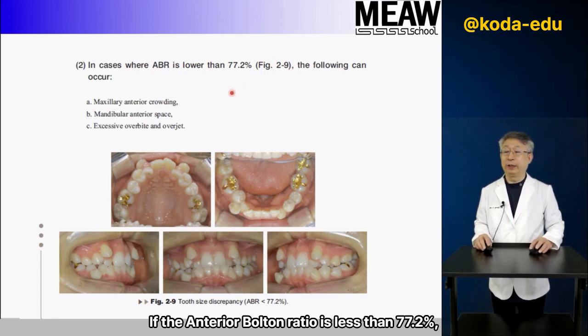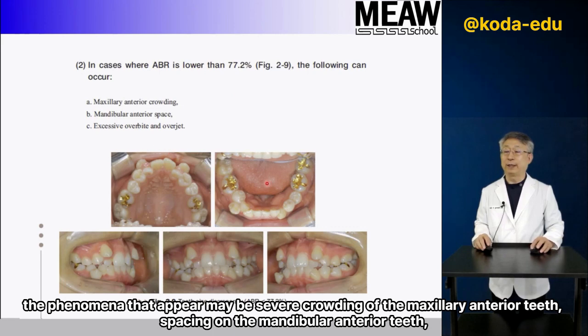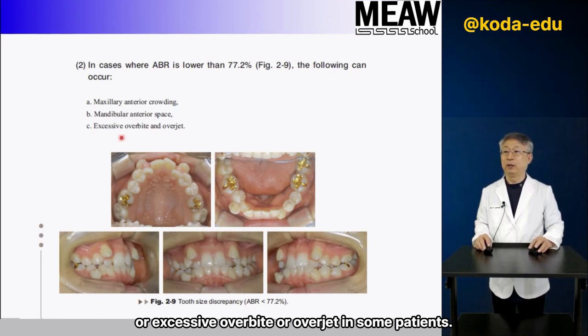If the anterior Bolton ratio is less than 77.2, the phenomena that appear may be severe crowding of the maxillary anterior teeth, spacing on the mandibular anterior teeth, or excessive overbite or overjet in some patients.